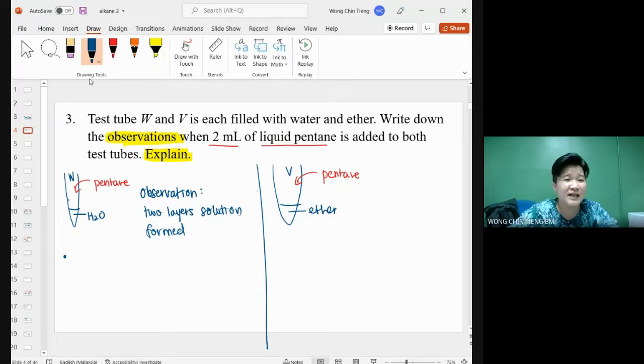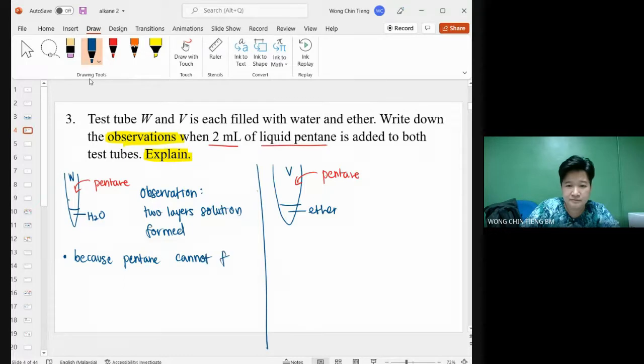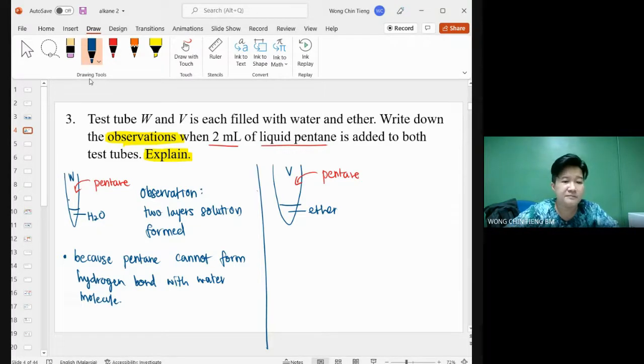Soalan saya, siapa yang unable to form tu? Pentane tak jawab soalan. Alright? Because pentane, jawab soalan ya. Soalan kalau tak guna pentane, hang tukarlah ikut soalan. Because pentane cannot form hydrogen bond with water molecule. And the other. Nampak? Senang?